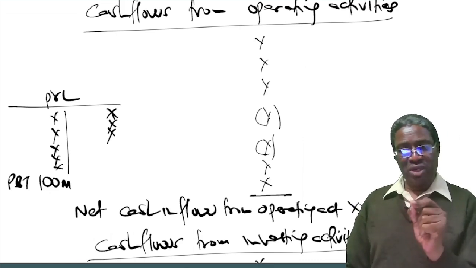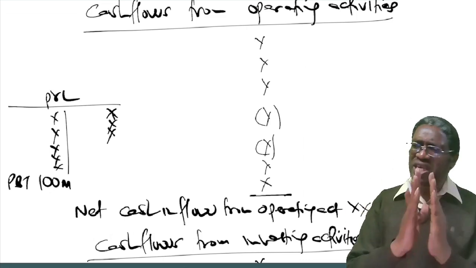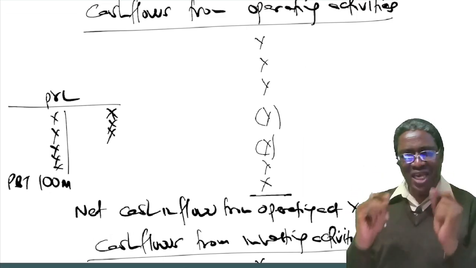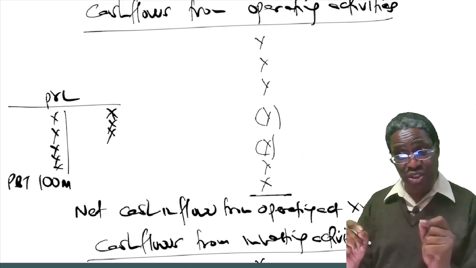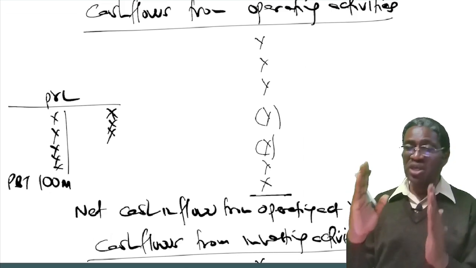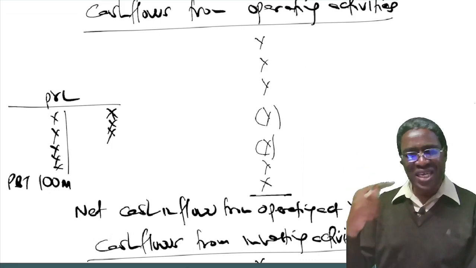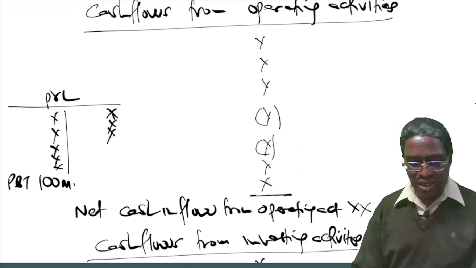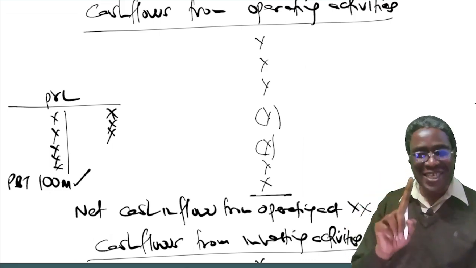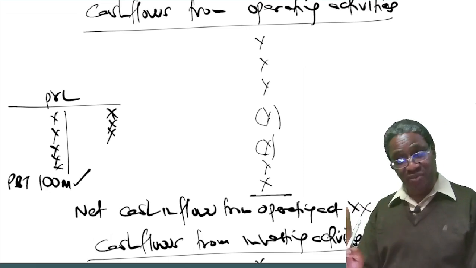It means therefore, listen carefully, that if everything in the P&L account was by cash, if everything in the income statement was by cash, that means all the expenses and all the gains and the revenues, then it implies that this 100 million represents the net cash inflow from operating activities.